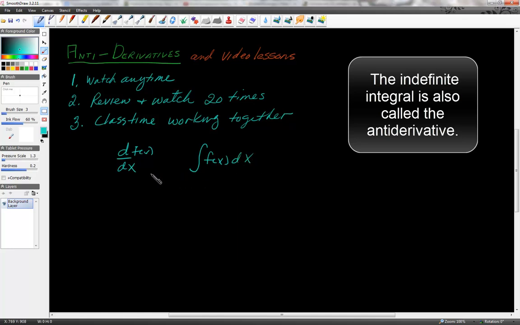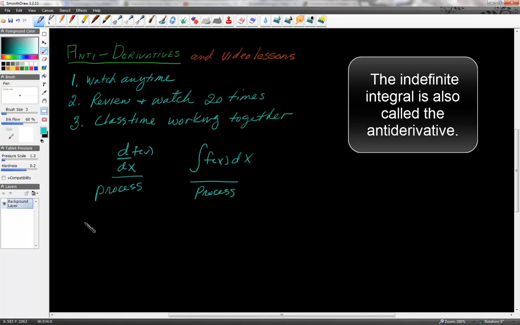And the thing to keep in mind initially is that we found a process for finding these derivatives. And as a result of studying the process and applying it, we got very good at taking derivatives. Well, there's going to be a process for finding antiderivatives as well.